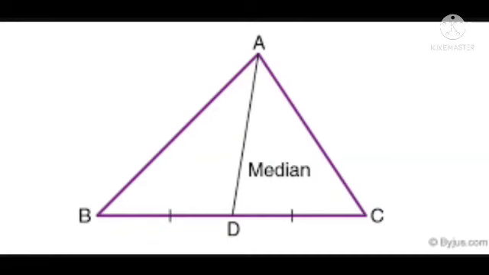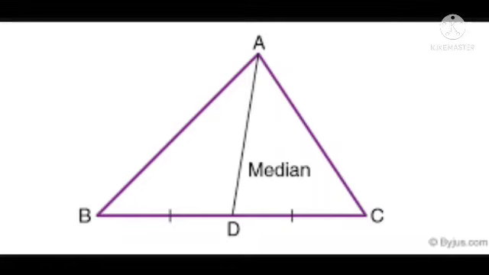So, moving to the third property. The third property is the median of a triangle. Write the third property, median of a triangle, and draw the figure of a triangle ABC. From the vertex A to the midpoint of side BC, draw a straight line. That straight line AD is called the median of the triangle.